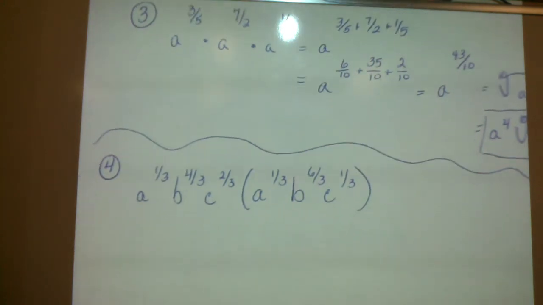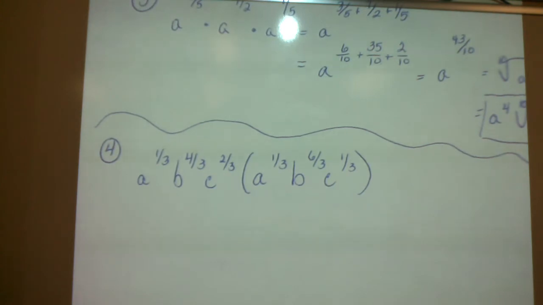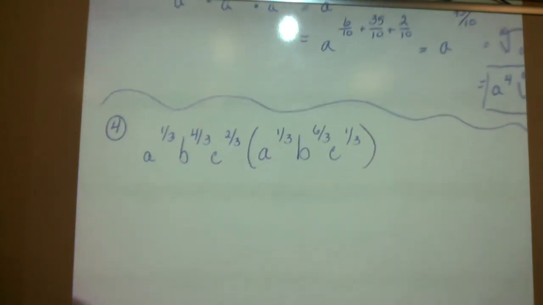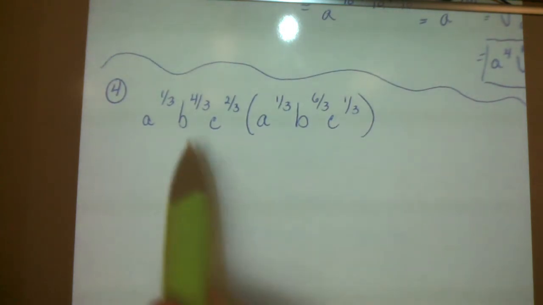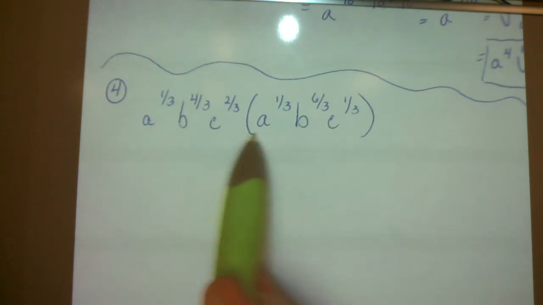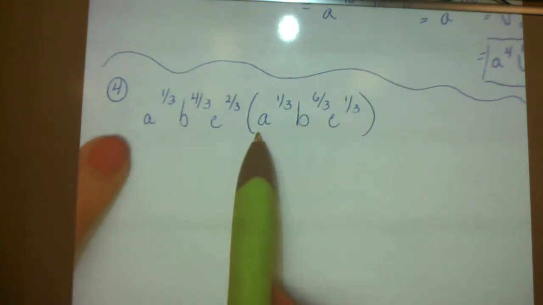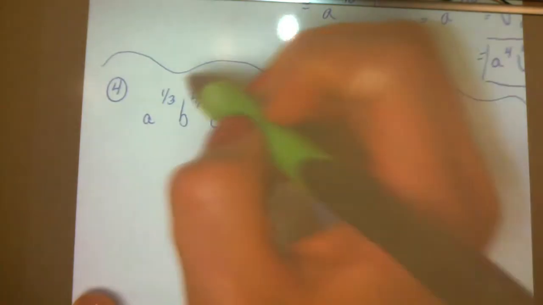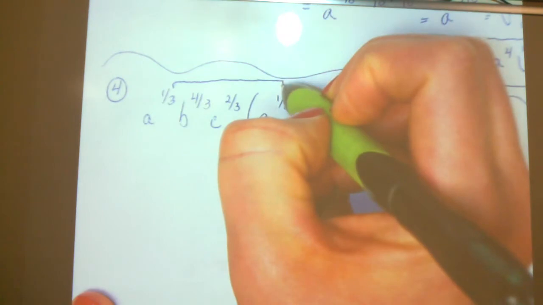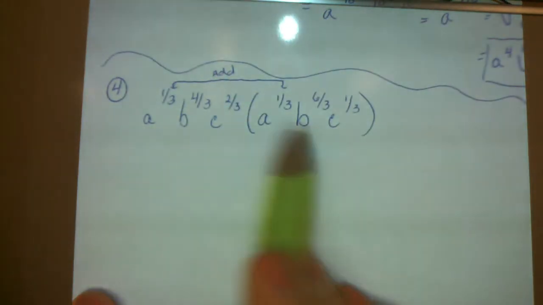Okay, this one's a little bit different than the first 3 because now we're dealing with 3 different variables. The first 3 problems, the variables were all the same. So for this one, I'm looking for the same variables. So I've got a to the 1/3, because we're multiplying here, I'm taking the same bases and I'm going to add those exponents because that's the rule. So I'm going to take these and I'm going to add them. Same thing with the b's, same thing with the c's.